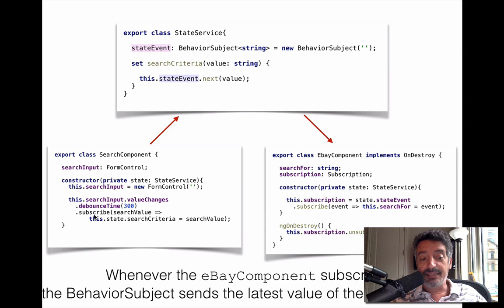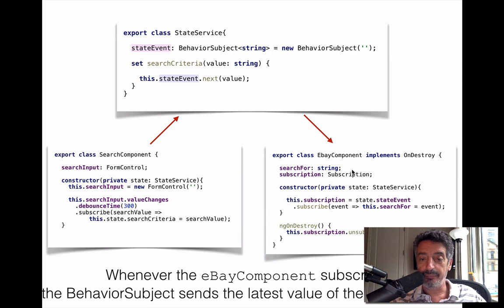Next, I subscribe to this value, and what do I do? I say this dot state. State is a variable that represents the state service. I say assign the search criteria, whatever I have entered in my input field. So I'm invoking a setter. The setter will push the data to the subscriber. Who are the subscribers? At this point, I have only one, eBay.